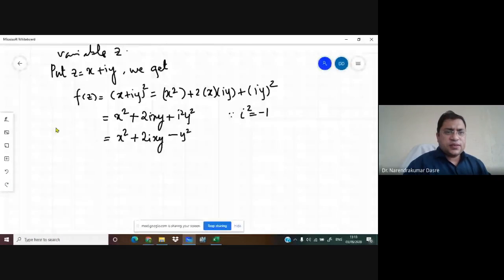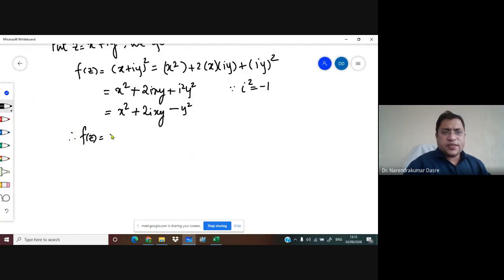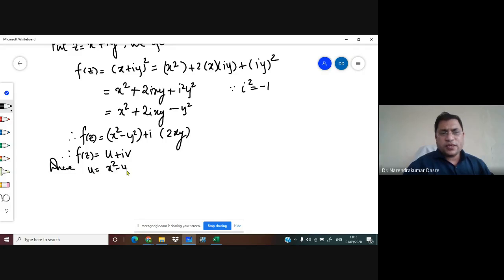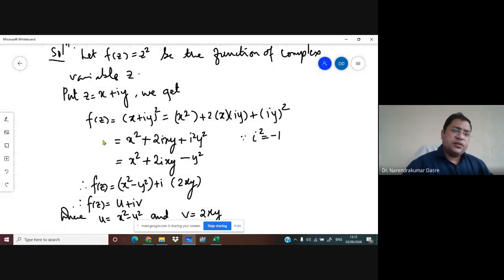Or we can simplify this as f of z is equal to x square minus y square plus i times 2xy. As we have to separate the real and imaginary part, I have taken all the terms without i and the terms with i. So we can write, hence f of z is equal to u plus iv, where u is equal to x square minus y square and v is equal to 2xy. So here we have completed the first step to know what is u and what is v.